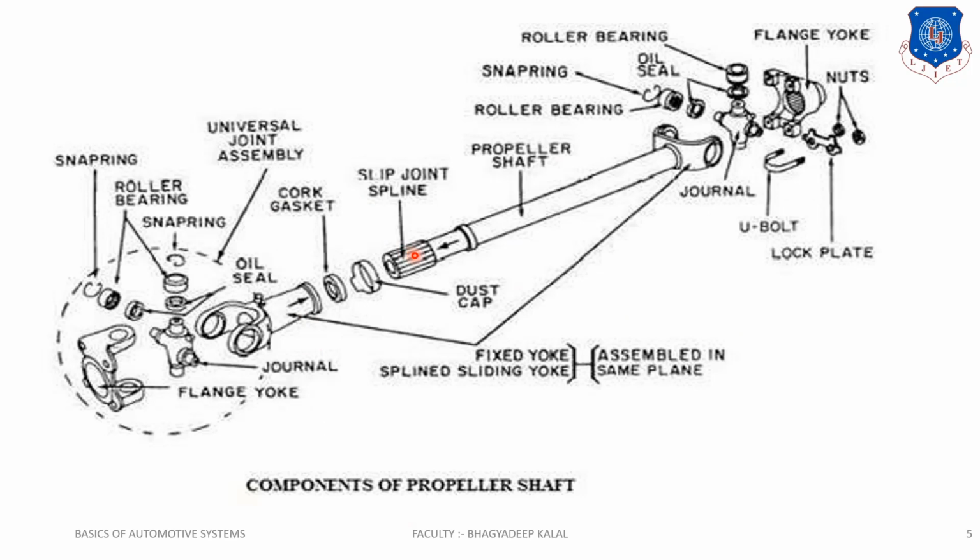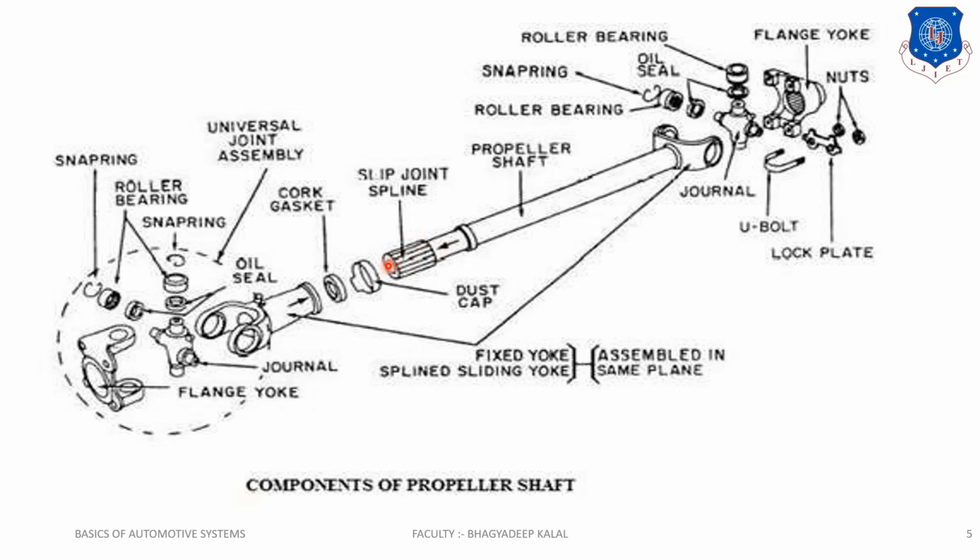So these are the different components used in the propeller shaft, as shown in the diagram. This is the flange yoke, this is the journal, and this is another flange yoke. The snap ring and roller bearing are here, and the oil seal is mounted on that journal. This is our yoke system, and there are two types of yoke: fixed and movable yoke. It is our slip joint to adjust the length of the propeller shaft.